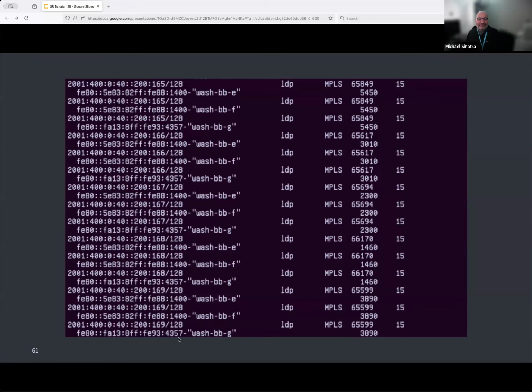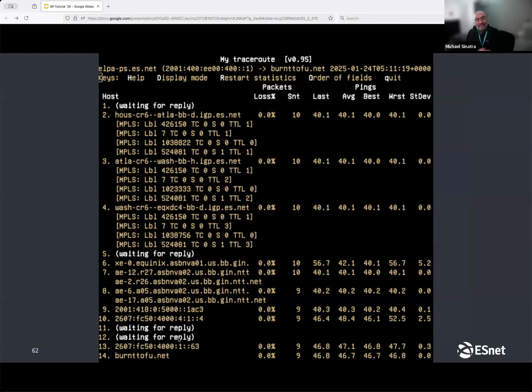So that's kind of why. Okay, so here's an example through ESnet of something, and again, I'll ask the question, but I think you already know the answer. Is this running segment routing, or is it running LDP here? And the answer is, well, look at the first labels. They don't change throughout the whole path here. So this is pretty clearly segment routing.